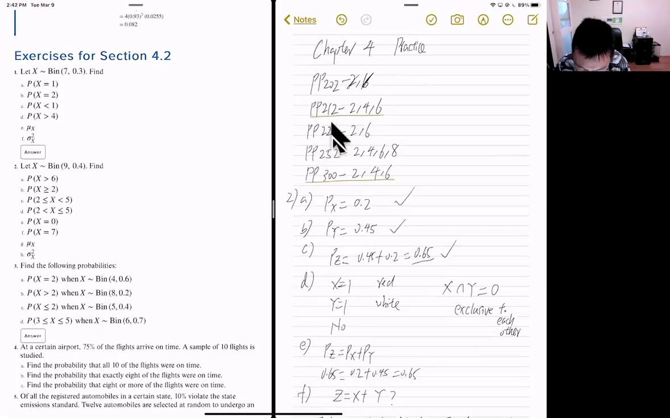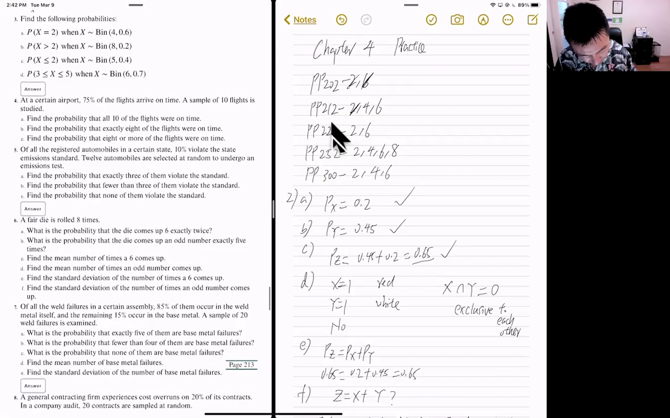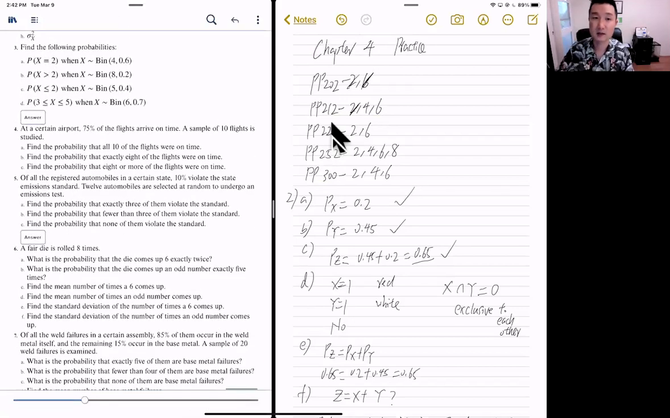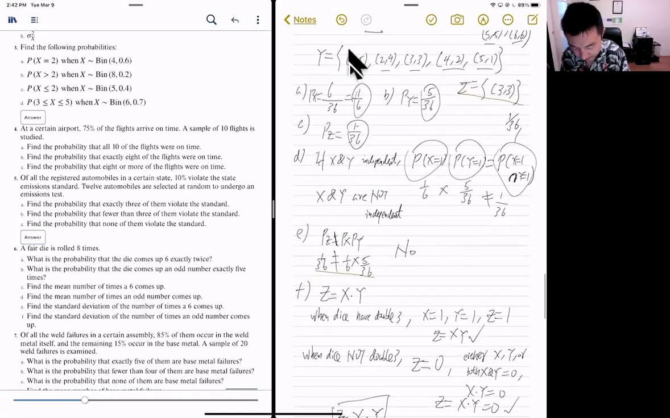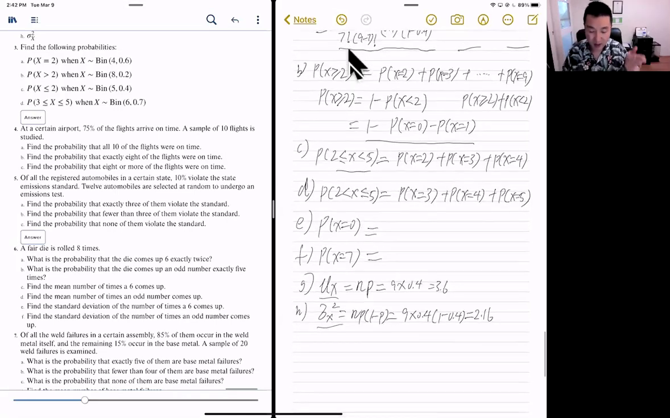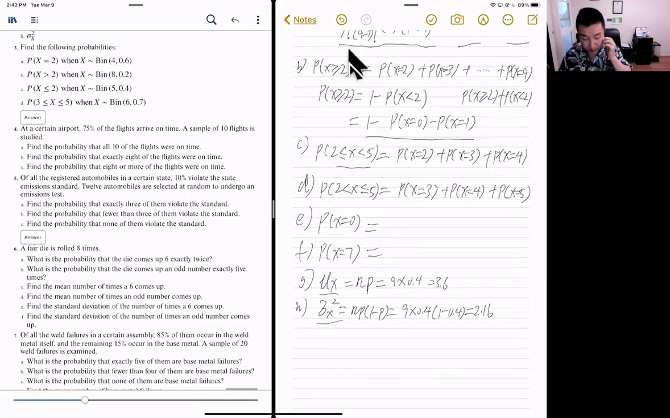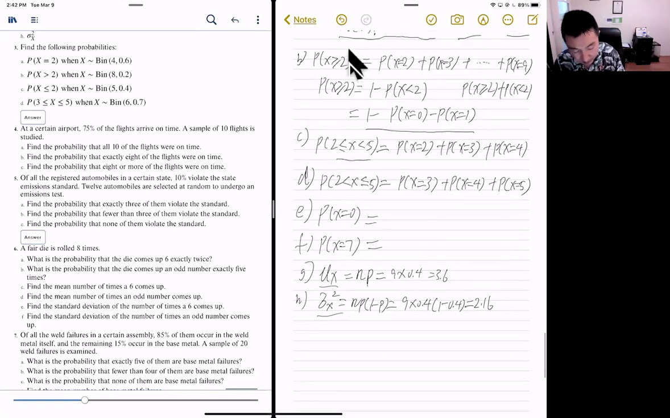Okay, we are here. Question number 4 is the next. So at a certain airport, 75% of flights arrive on time, and a sample of 10 flights is studied. So we have 10 flights, and for each flight, the probability of arriving on time is 75%. So that is a classic binomial distribution.